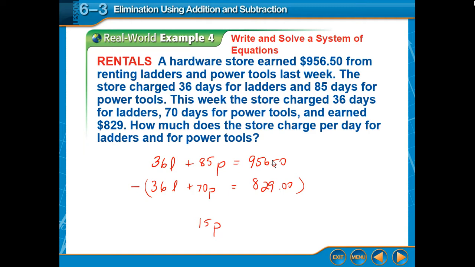And 956.50 minus 829 is 127.50. So to get P by itself here, I'm just going to divide both sides by 15. So I get P equals 8.5.